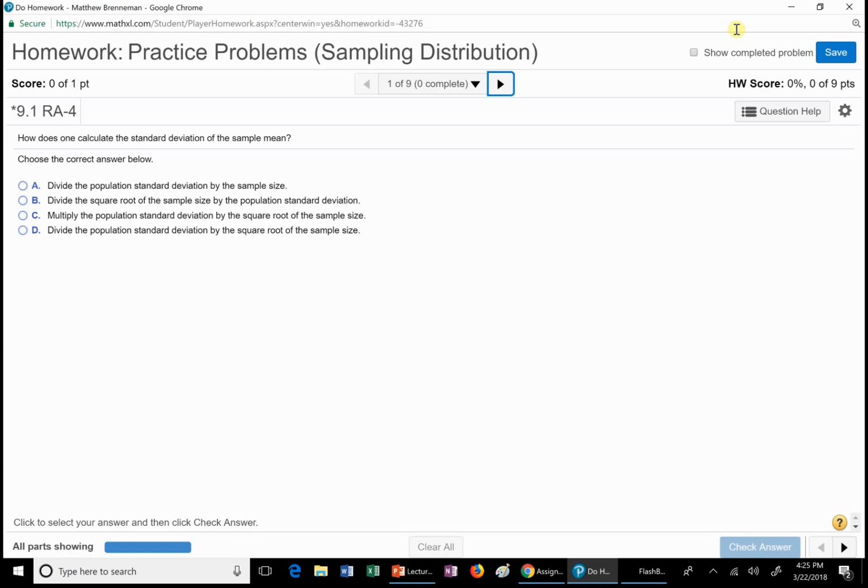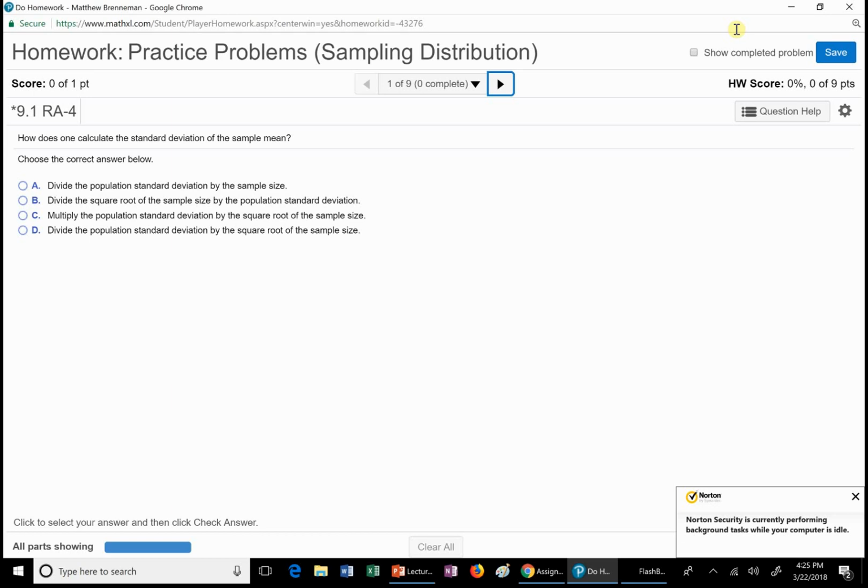Okay. Let's see, what about C? We're on a roll. Multiply the population standard deviation by the square root of the sample size. How would I do that? So let's think about it. I'm multiplying two things, right? One's the population standard deviation. What's the symbol for that? Sigma. It's kind of like a lazy six, right? And I'm multiplying it by what?